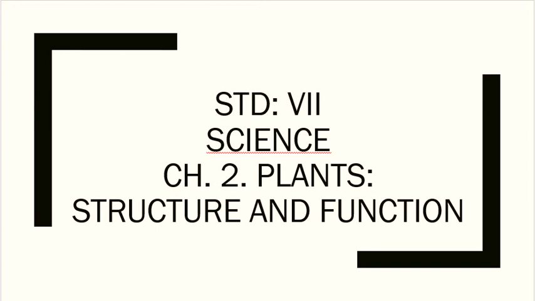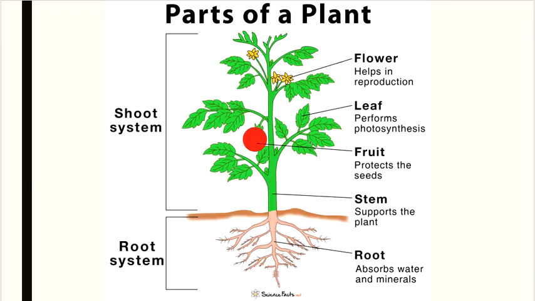Standard 7 Science, Chapter 2: Plants, Structure and Function. Roots, stem, leaves, flowers, and fruits are the parts of a plant. By studying these parts, we can identify the type and species of plant.